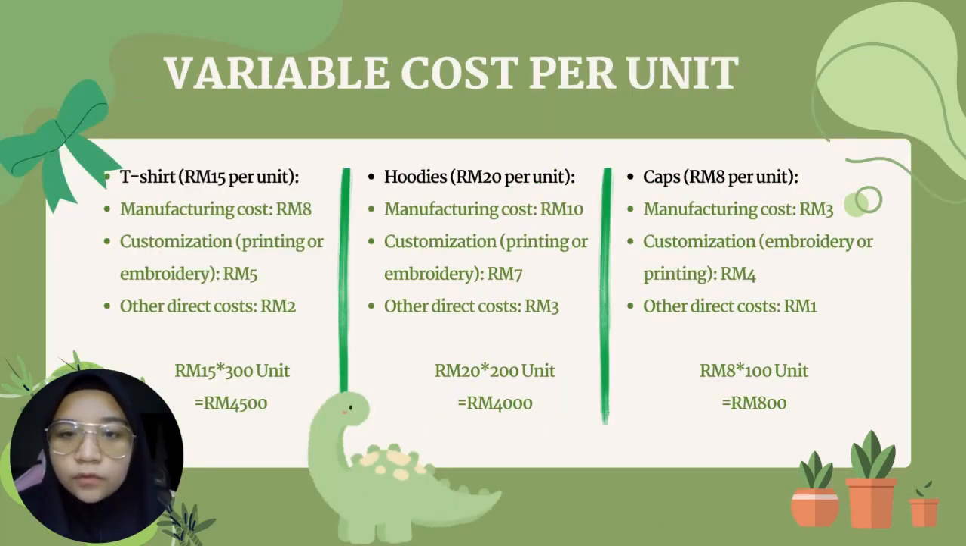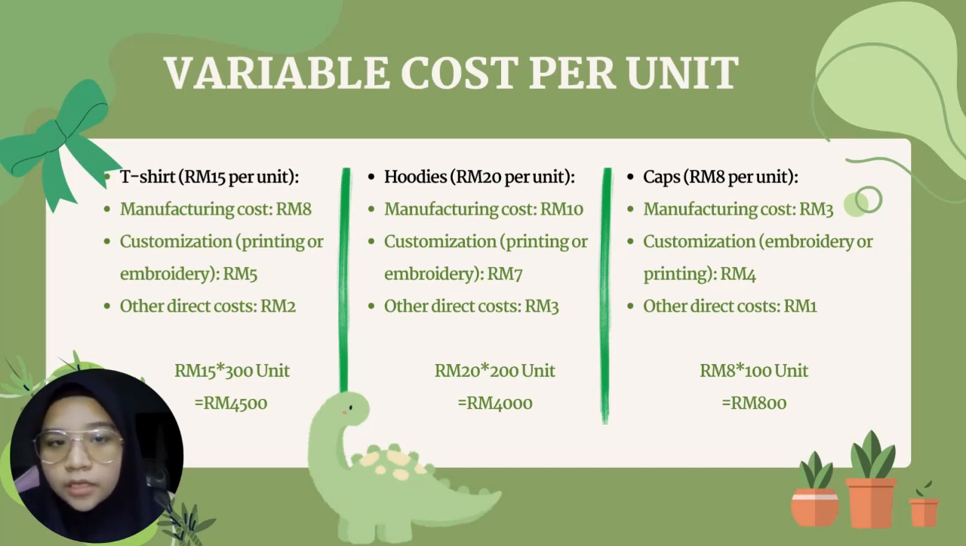Next, we take a look at variable cost per unit. For t-shirts it is RM15 per unit. The manufacturing cost is RM8, customization is RM5, and other direct cost is RM2, so equal to RM4,500 for 300 units. For hoodies it is RM20 per unit. The manufacturing cost is RM10, customization is RM7, and other direct cost is RM3. The total is RM4,000 for 200 units.